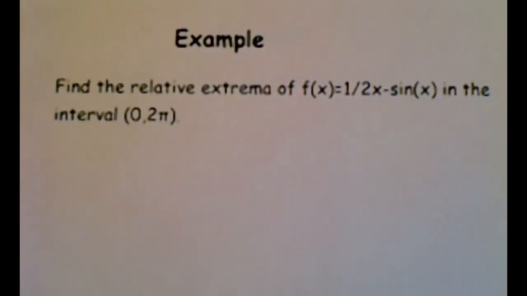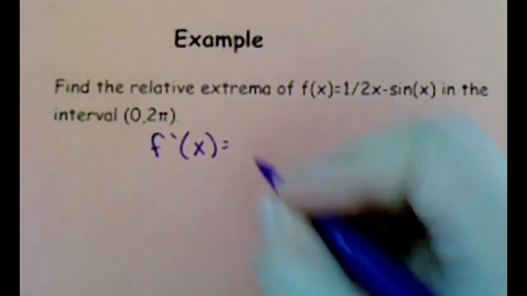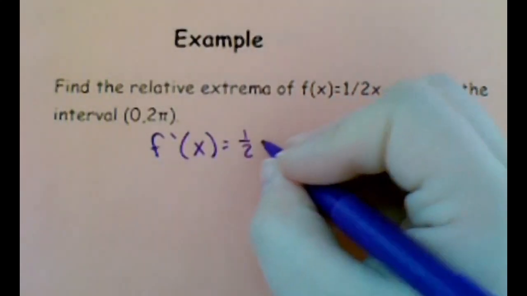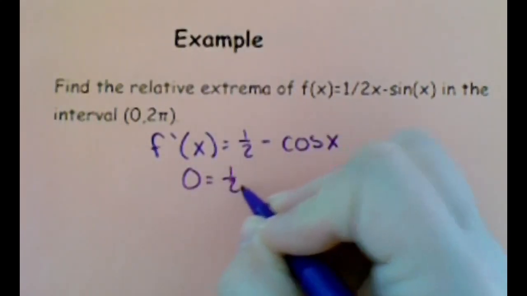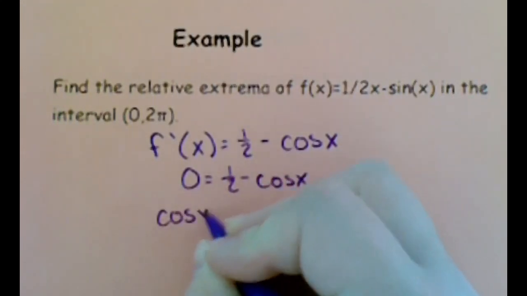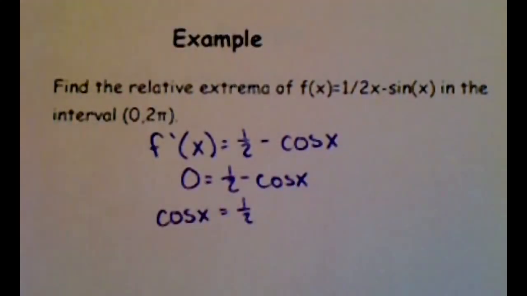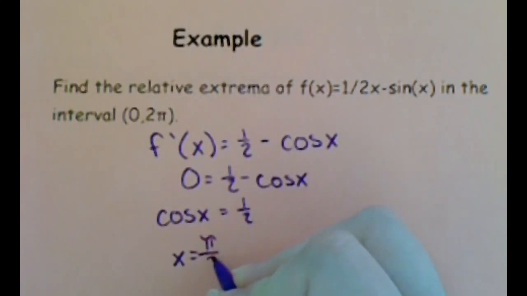So let's find the relative extrema of this function in the interval 0 to 2 pi. So the first thing we do is find the critical numbers. F prime of x would be 1/2 minus cosine of x. We set that equal to 0. I would add the cosine over to the other side, so cosine equals 1/2. On the interval 0 to 2 pi, where does cosine equal 1/2? Pi over 3 and 5 pi over 3.